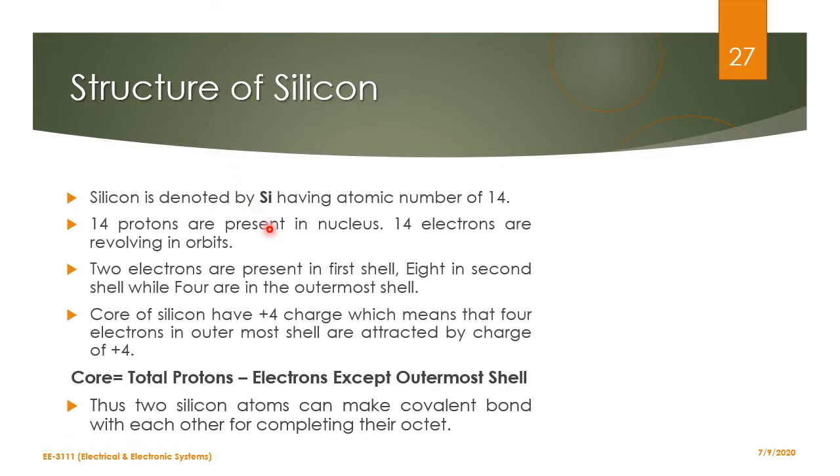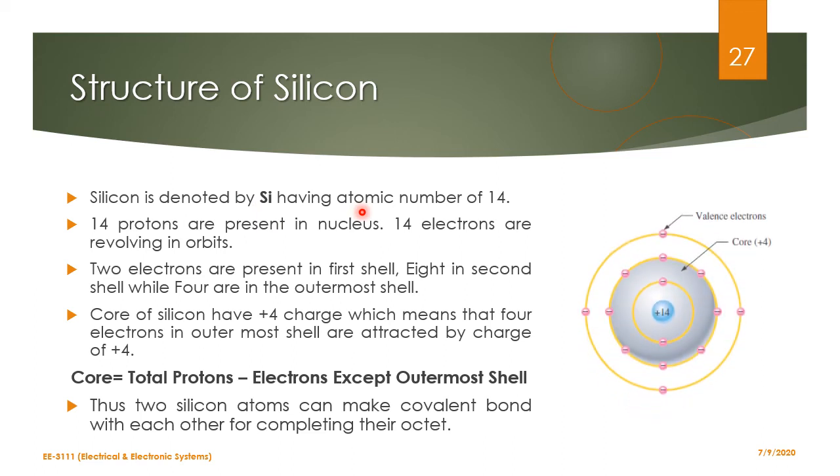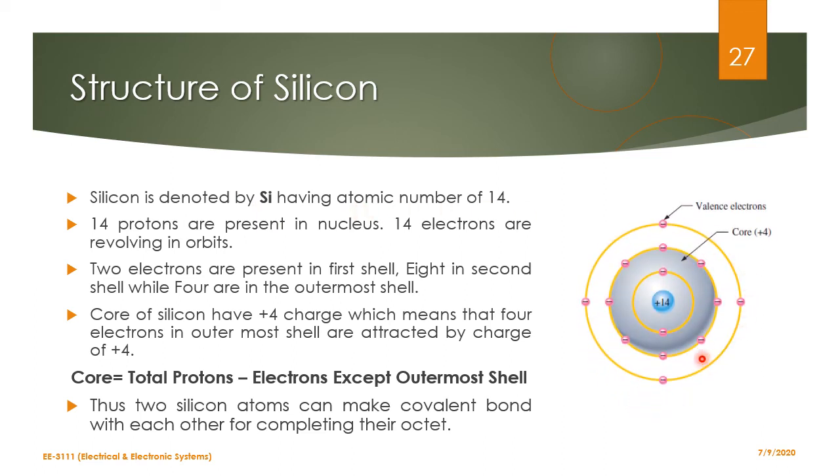Silicon is denoted by Si and has an atomic number of 14. It has three shells, in which the outermost shell has 4 electrons, while the core has a +4 charge. Two silicon atoms can make a covalent bond with each other, completing the octet.